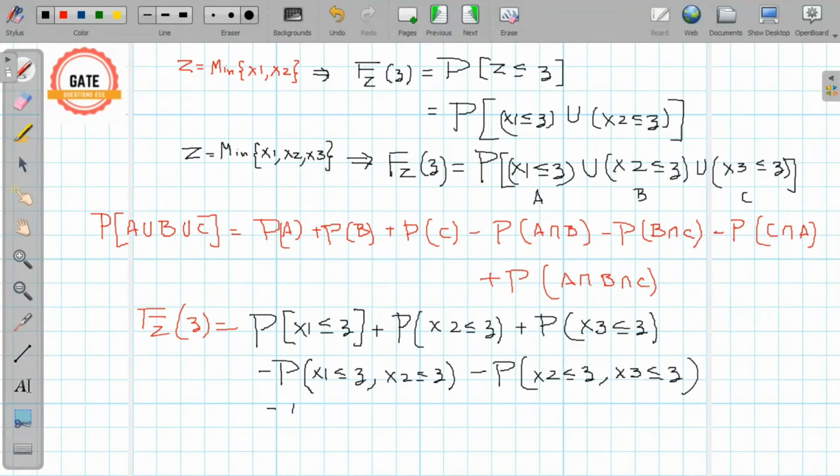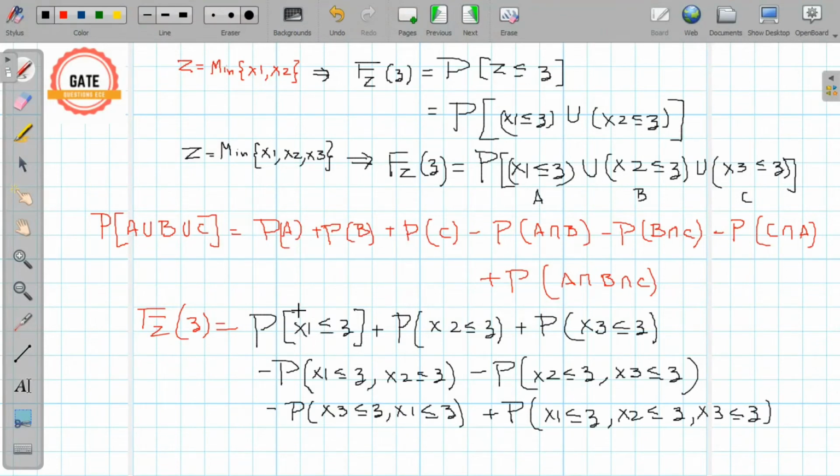Similarly, for C intersection A, we can write X3 is less than or equal to z and X1 is less than or equal to z. And for the last, A intersection B intersection C, we can write the probability that X1 is less than or equal to z and X2 is less than or equal to z and X3 is less than or equal to z. Now you can observe that the first term here is nothing but the CDF of X1, the second term is the CDF of X2, and the third term is the CDF of X3.